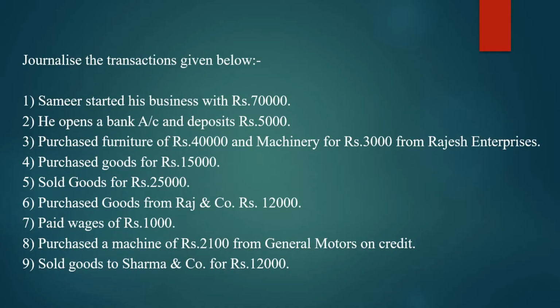Journalize the transactions given below. The first transaction: Samir started his business with rupees 70,000. This particular transaction has to be recorded in receipt voucher. In this case, debit will be cash and credit will be the capital. Now let's go back to Tally.